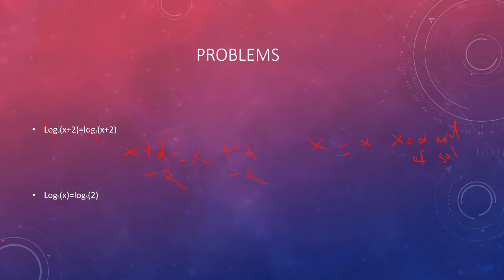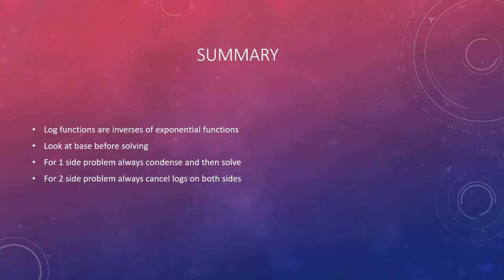And then this one, again, same base. You have to look at the base, same base, drop the logs. You get x equals 2. If you plug in 2, you would get this equation. So basically, in summary, log functions are inverses of exponential functions. They do the complete opposite of exponential functions. So if it's 3 to the power of 2, which is equal to 9, the log function would be log base 3 of 9 equals 2. So basically, this gives you the answer, but for this one, you find the power.